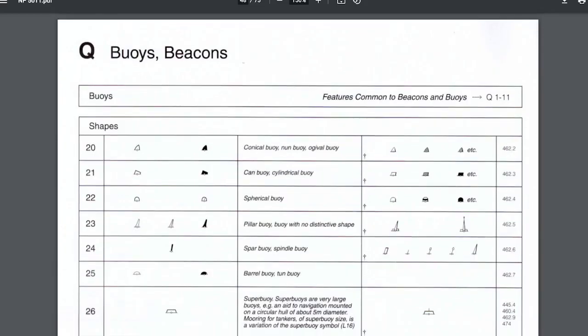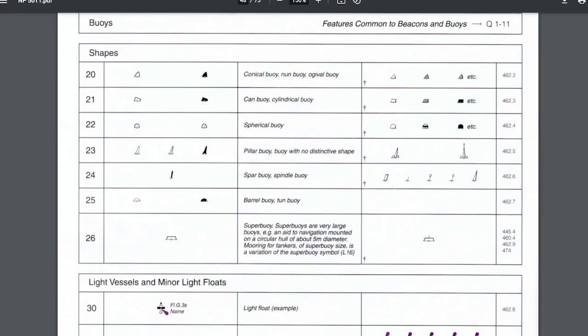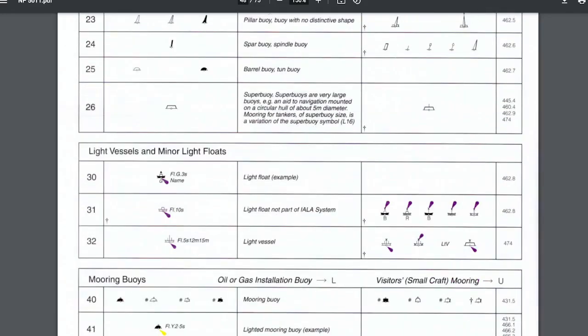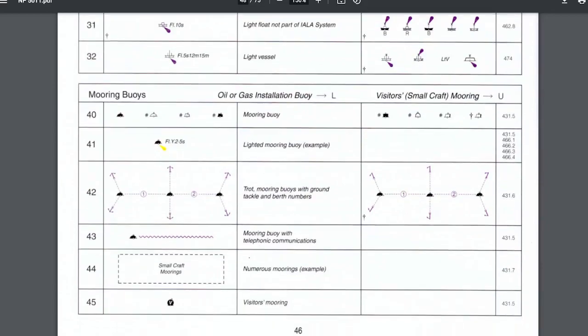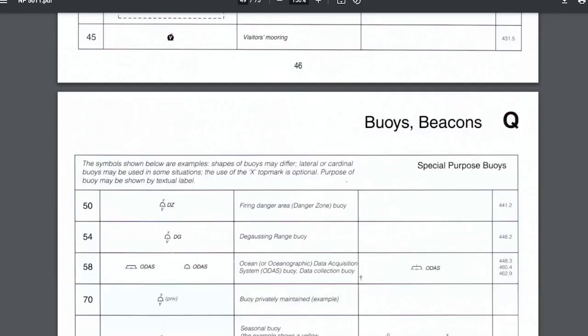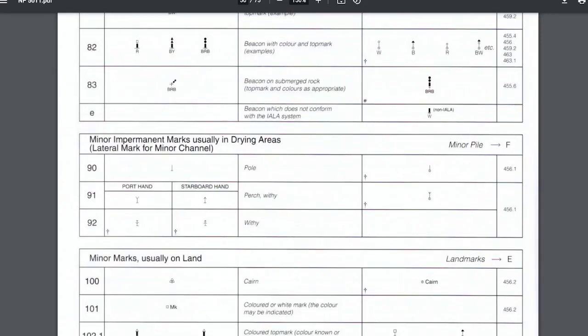Buoys and beacons, these are symbols for all the buoys and beacons. Conical, can, pillar, spar, barrel buoy, light float, a light vessel, basically a small boat which has been converted to a light. Mooring buoy, numerous moorings, visitors. Just have a look.